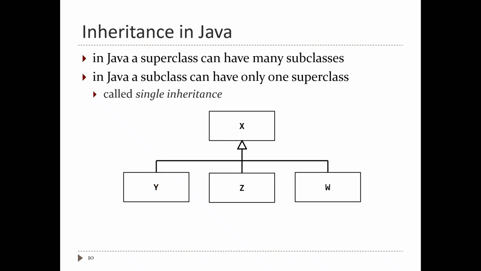So Y inherits directly from X. There's no relationship going across. There's no relationship between Y and Z, and there's no relationship between Z and W. In this picture, Y knows about X, Z knows about X, W knows about X. Y does not necessarily know about Z, Z does not necessarily know about W. And the other thing that you have to remember is that X knows nothing about Y, Z, or W.